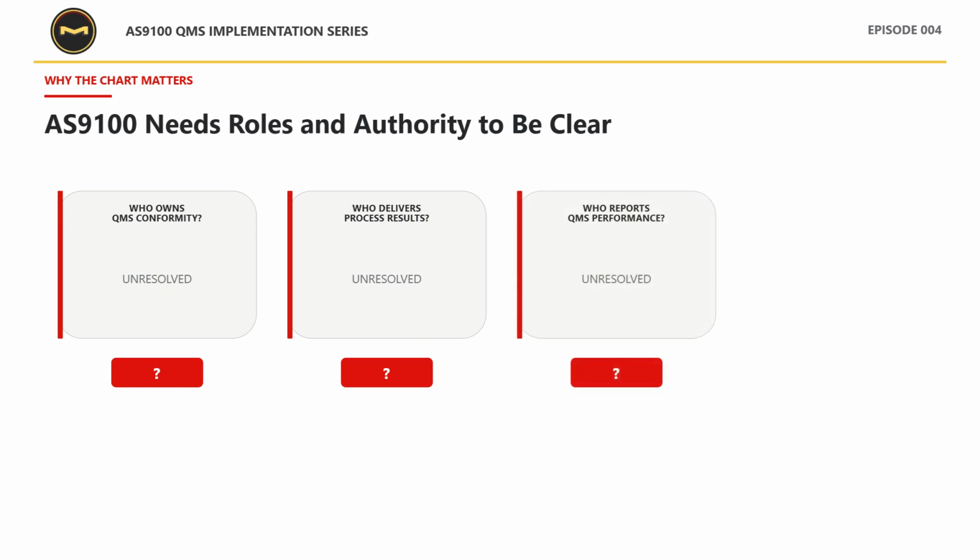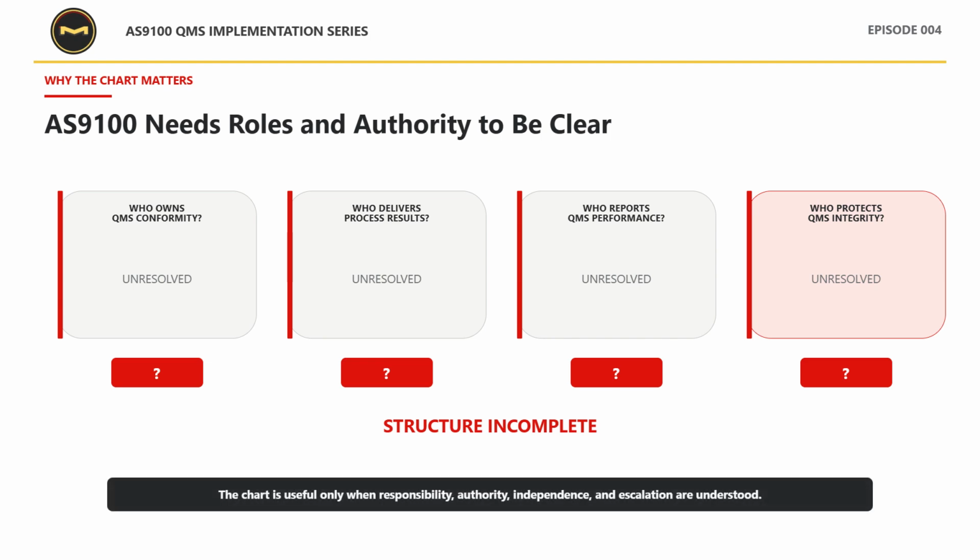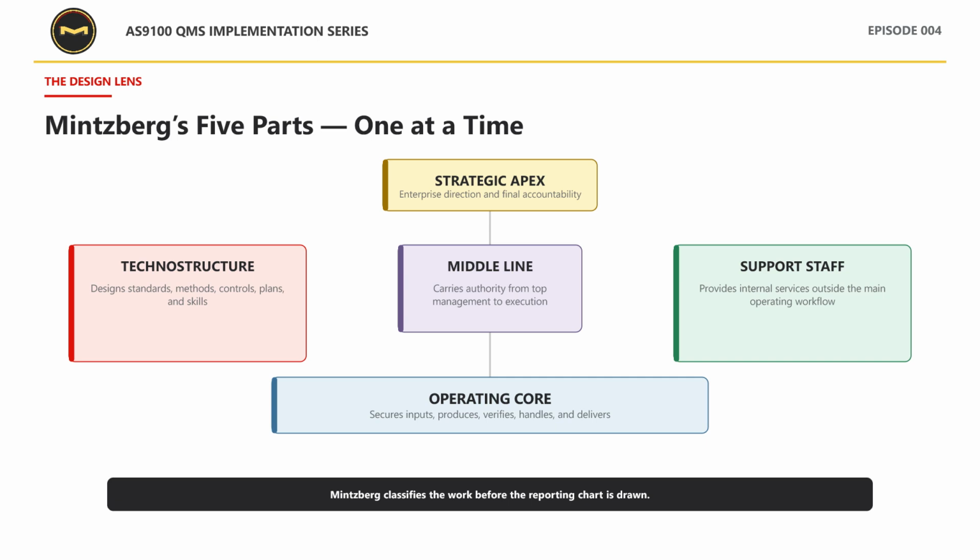AS9100 requires relevant responsibilities and authorities to be assigned, communicated, and understood. Our goal is a chart that people can actually use. Before we draw the reporting structure, we first classify the work. Mintzberg describes 5 parts: the strategic apex, technostructure, middle line, support staff, and operating core. We will examine them one at a time, then use them as a completeness test.